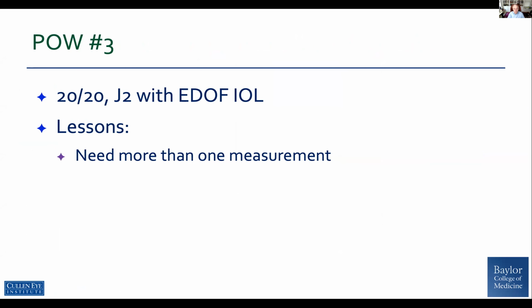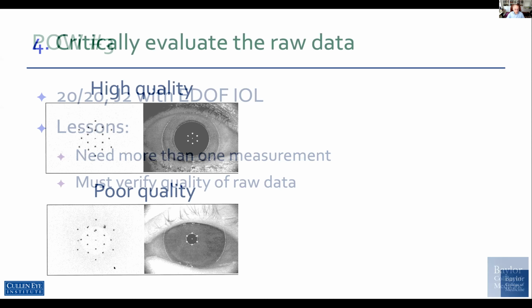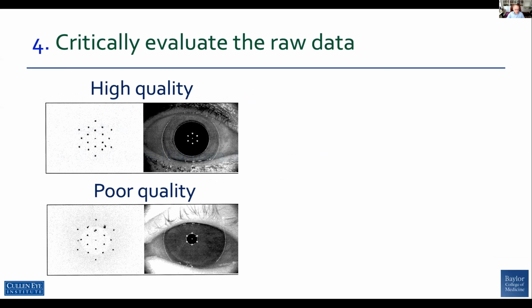You can't rely on one measurement, and you've got to verify the quality of your raw data. And every one of you should be looking at your raw data in order to be sure it's accurate. You can do it 2 ways. You can look at the reflections of the Myers. You want to see nice, sharp reflections of the LED lights. And this is, of course, poor quality.